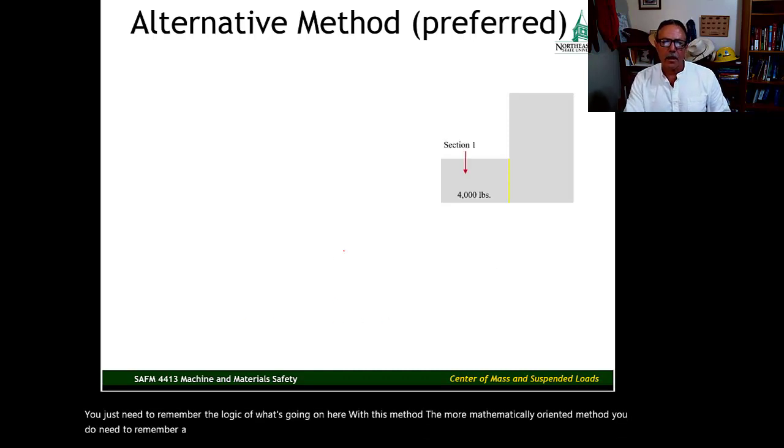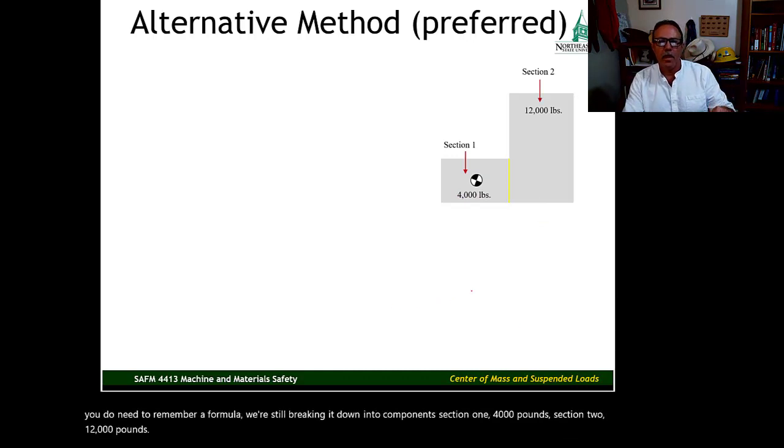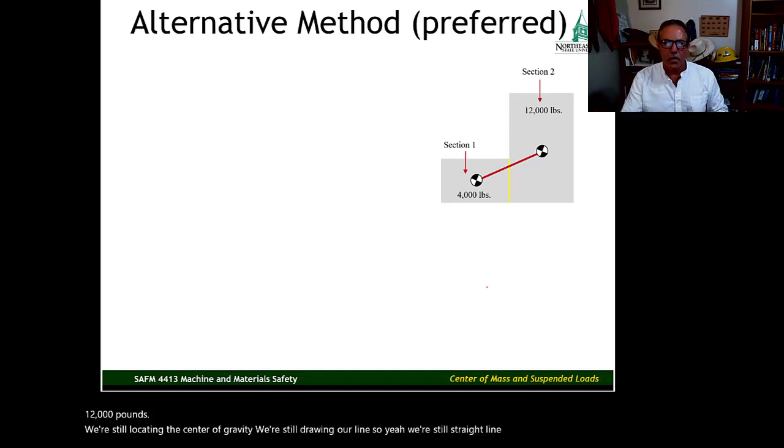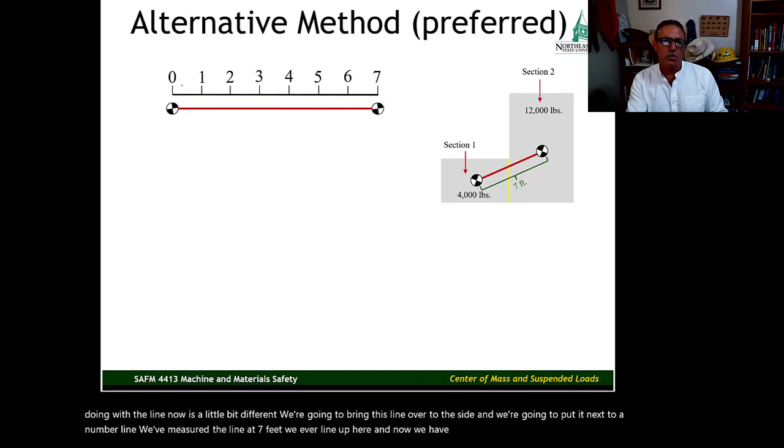We're still breaking it down into components. Section 1, 4,000 pounds. Section 2, 12,000 pounds. We're still locating the center of gravity. We're still drawing our line. So again, we're still using the straight line method. But what we're doing with the line now is a little bit different. We're going to bring this line over to the side, and we're going to put it next to a number line. Okay, we've measured the line and it's 7 feet. We have our line up here. Now we have a number line going from 0 to 7 alongside it.